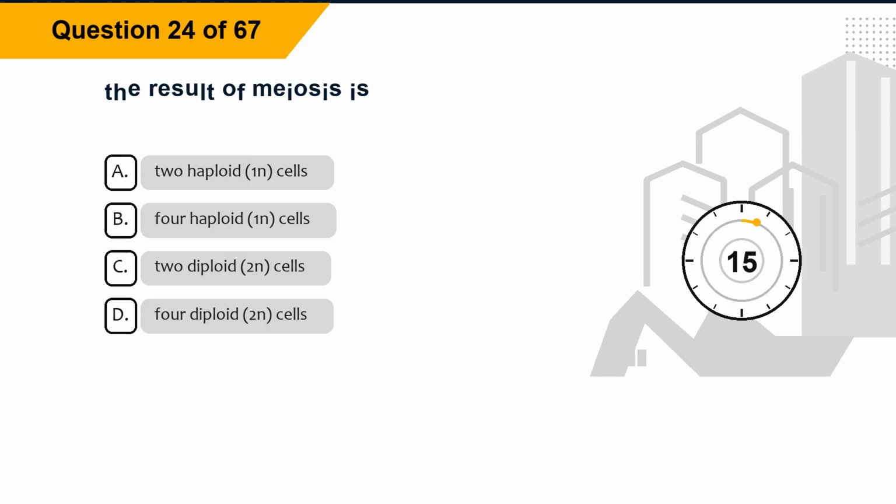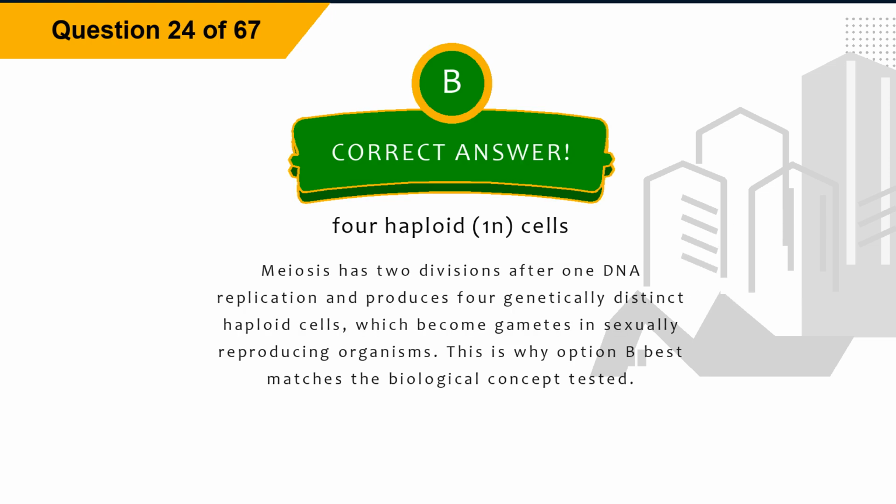Question 24. The result of meiosis is. Option A, 2 haploid, 1N, cells. Option B, 4 haploid, 1N, cells. Option C, 2 diploid, 2N, cells. Option D, 4 diploid, 2N, cells. The correct answer is option B, 4 haploid, 1N, cells. Explanation. Meiosis has two divisions after one DNA replication and produces 4 genetically distinct haploid cells, which become gametes in sexually reproducing organisms. This is why option B best matches the biological concept tested.